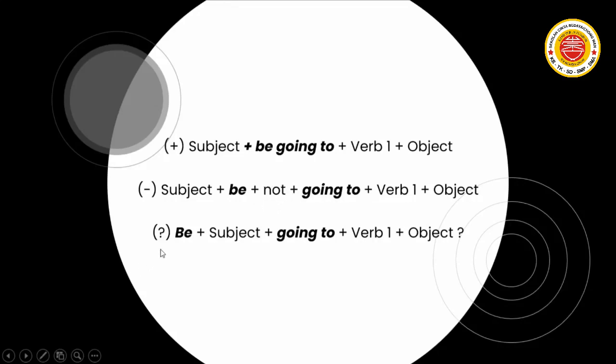So for questions, we have to change the positions of be and subject. So be plus subject plus going to plus verb 1 plus object, and don't forget to use question mark. Jadi untuk kalimat pertanyaan, be dengan subjeknya kita tukar tempatnya. Jadi be di depan, kemudian subjek, kemudian ditambah dengan going to, lalu ditambah dengan verb 1, kemudian objek, dan jangan lupa untuk menggunakan tanda tanya.